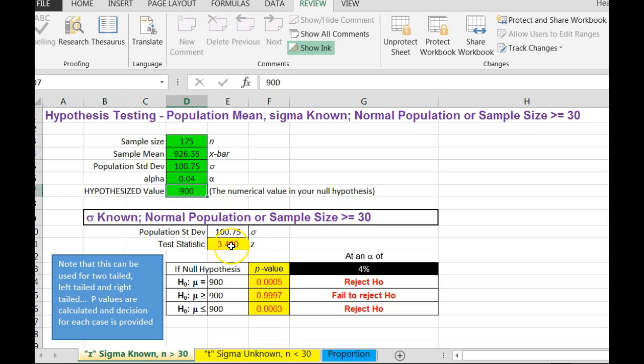It gives me the test statistic. I have to understand that since my claim was that it's greater than 900, my null hypothesis will be that it's less than or equal to 900. There's my p-value. The decision will be to reject. This covers everything, but you have to understand what the null hypothesis is.